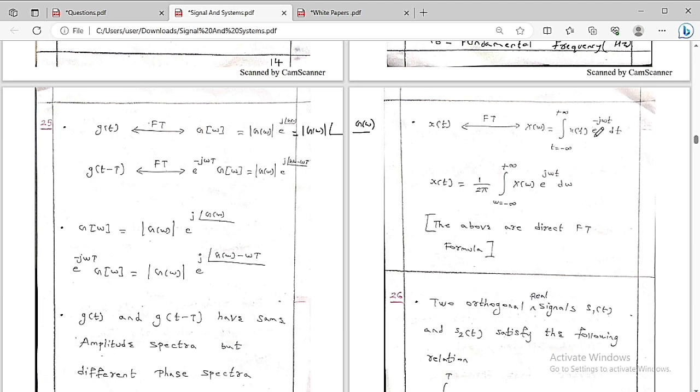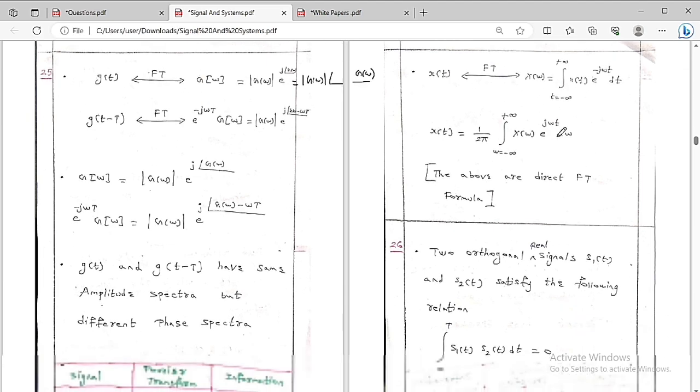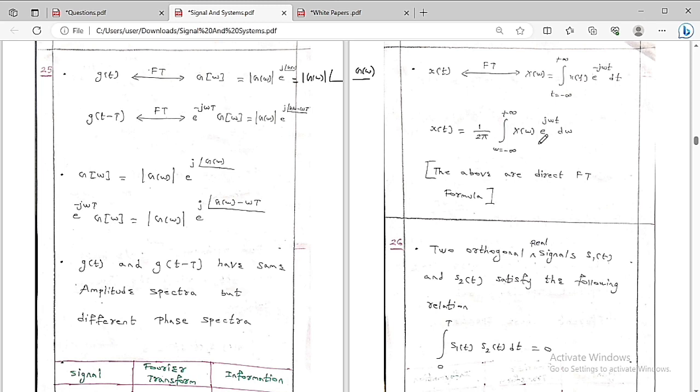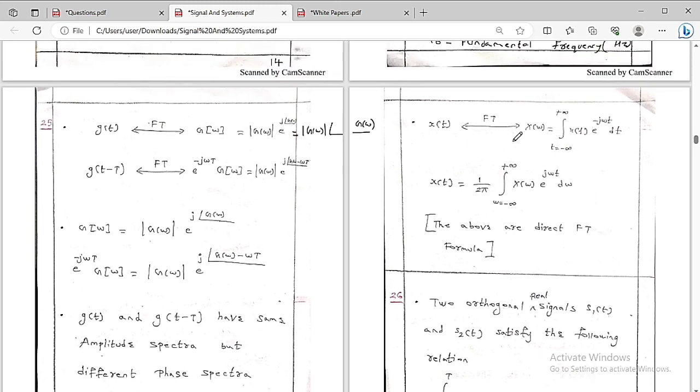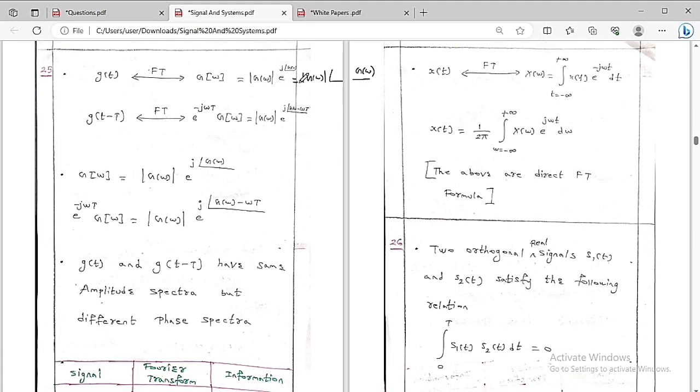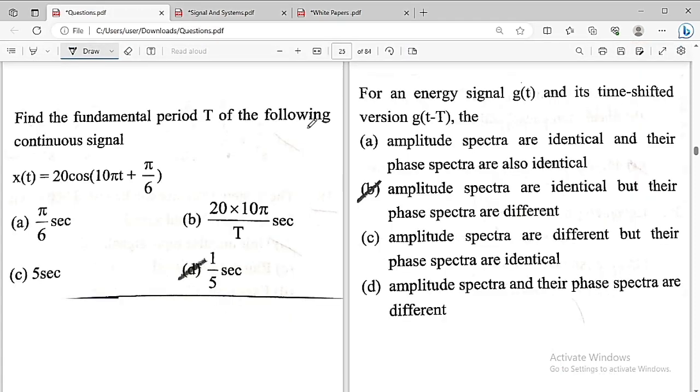Suppose a given signal is a power signal, then you don't use this formula, but use the properties to get the Fourier transform. So this is what I am trying to tell you. Always remember, X of omega is equal to the integration from minus infinity to infinity of x of t into e to the power of minus j omega t into dt. Here x of t is equal to 1 by 2 pi times the integration from minus infinity to infinity of X of omega into e to the power of plus j omega t into d omega. These points always keep in your mind. So this is the correct solution of this question.